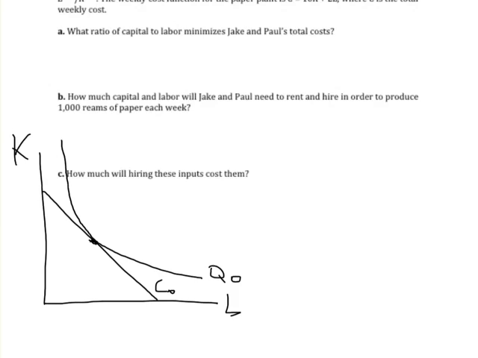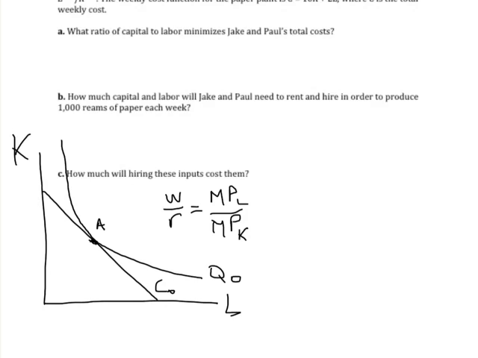And at that spot, we'll call it A, the following holds true: W over R is equal to the marginal rate of technical substitution, which we know is the marginal product of labor over the marginal product of capital. And now you have enough to solve this problem.